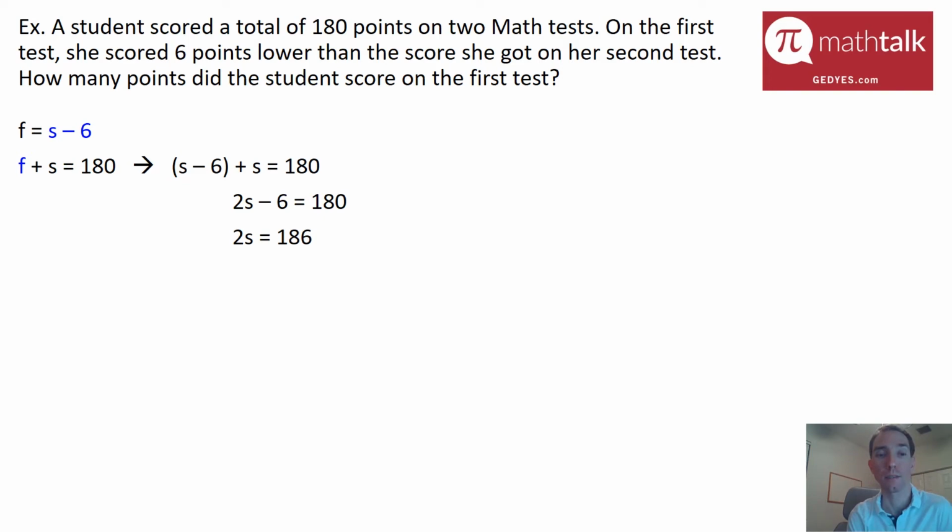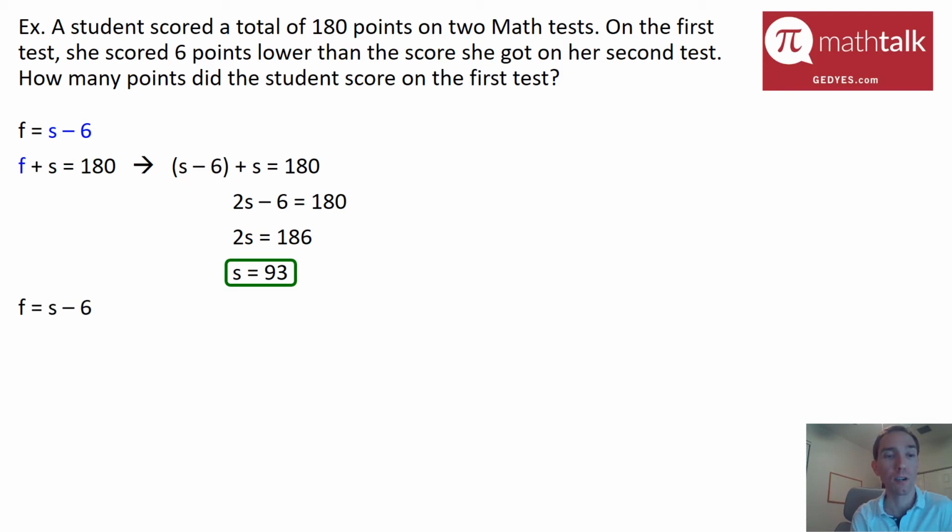So 2s equals 186. And then I just need to divide both sides by 2, and I get s equals 93. Now, be careful because this actually isn't the final answer in my problem. This is the score on the second test. They ask us, what's the score on the first test? So you got to be careful because I'm pretty sure that 93 would be one of the answer choices if this was a multiple choice selection.